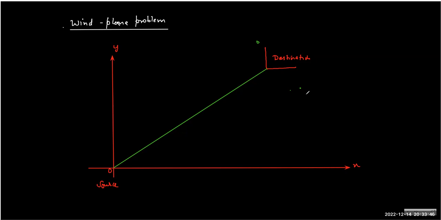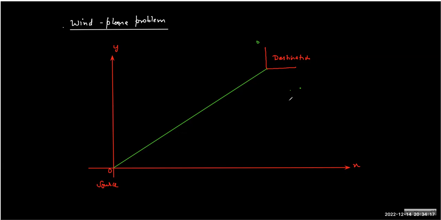And also, we need not worry much because the velocity of the plane is much, much bigger than the velocity of wind. And therefore, we can always achieve the zero drift condition. The only thing is the fuel consumption will be more. So we have to consume a lot of fuel to do that.